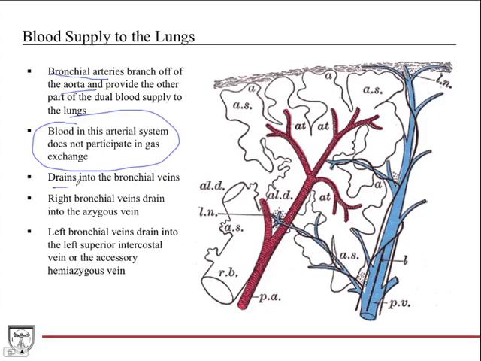So the bronchial arteries drain into the bronchial veins. The right bronchial vein drains into the azygous vein. The left bronchial vein drains into the left superior intercostal vein or the accessory hemiazygous vein. And we'll go over these veins in much more detail in the vessels of the thorax lecture.